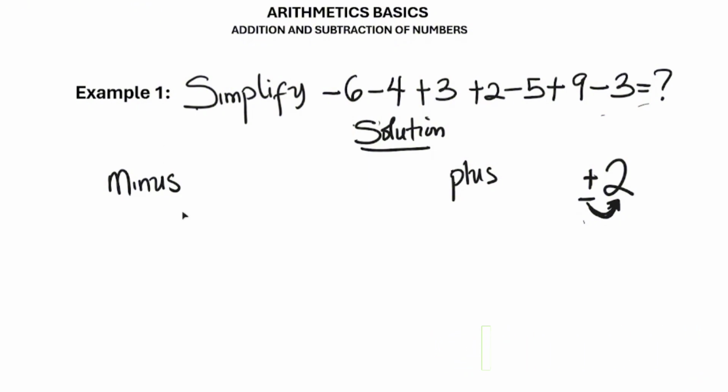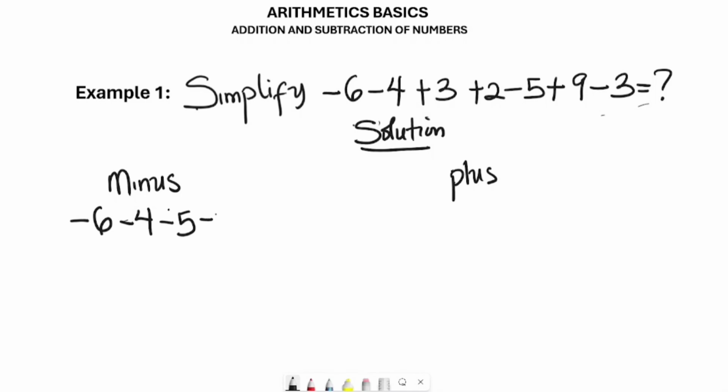So when we have things like this, the ones with minus, we'll take them to my left, and the ones with plus, we'll take them to my right. The ones with minus: we have minus 6, minus 4, minus 5, and minus 3. You see, the minus sign is coming before the number. So we are separating them, we are grouping them. The ones with minus, bring them here. These are the ones with minus.